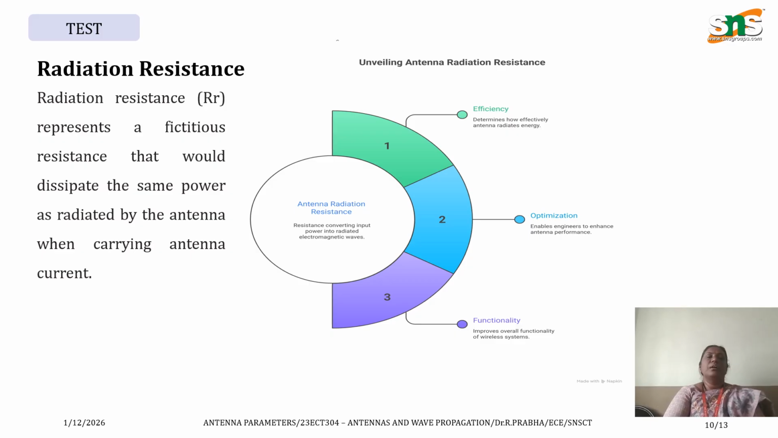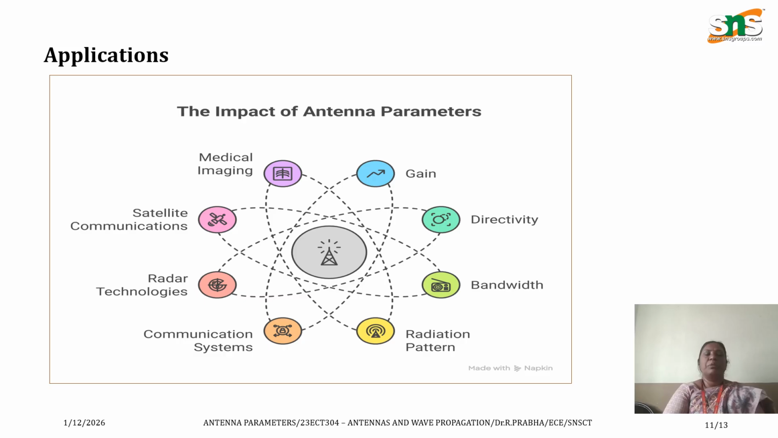So now the testing part, we see radiation resistance. It is a fictitious resistance that would dissipate the same power as that radiated by the antenna, when it is connected to the antenna input terminals and carrying the antenna current. So this is another important parameter in the case of antennas and wave propagation.